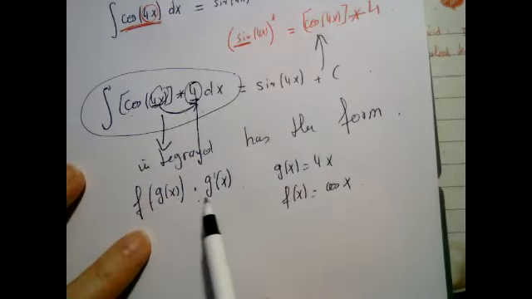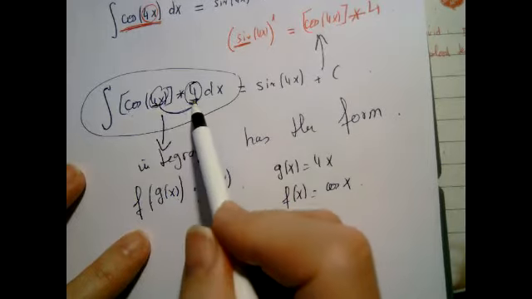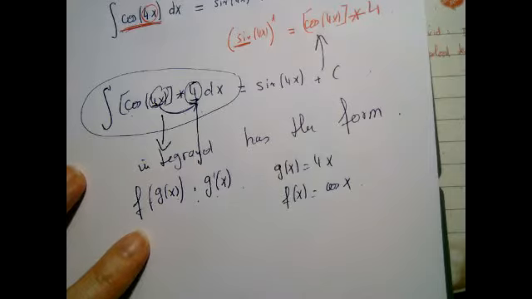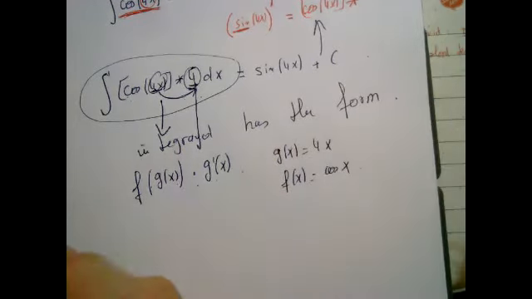So the integrand here has a very specific format. It's f of g times g prime. I have an inside, and I have the derivative of the inside as part of the integral. Whenever the integrand has this form, we use a technique called substitution to find the antiderivative.